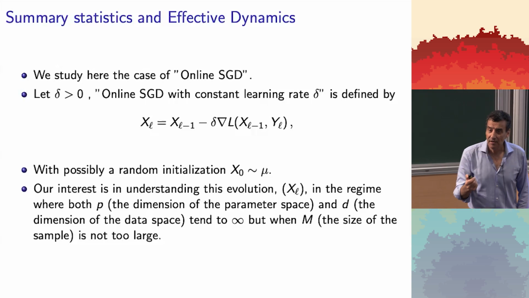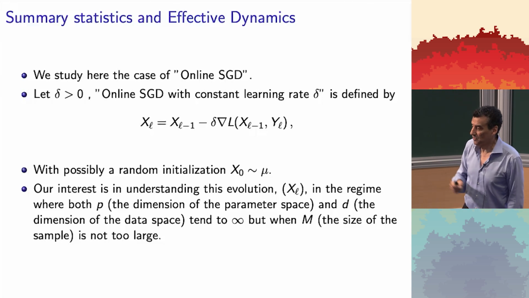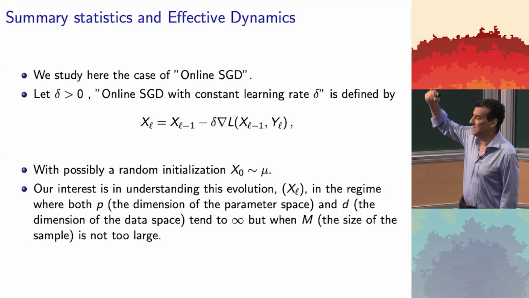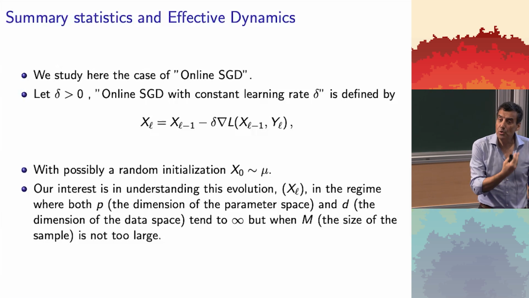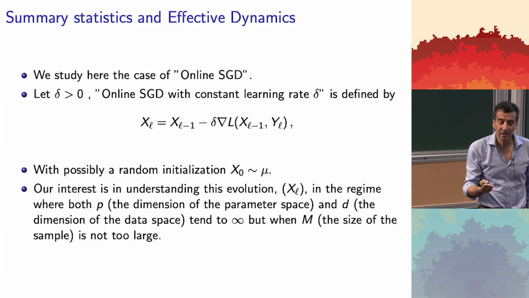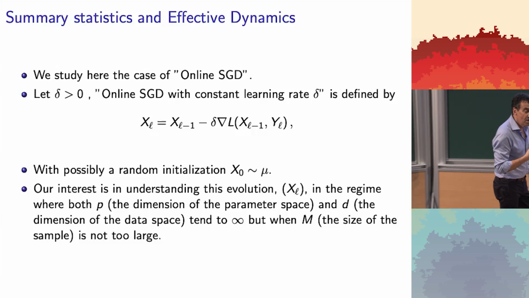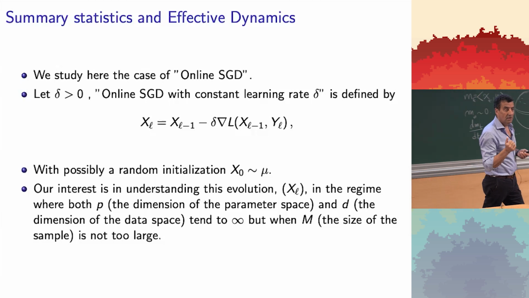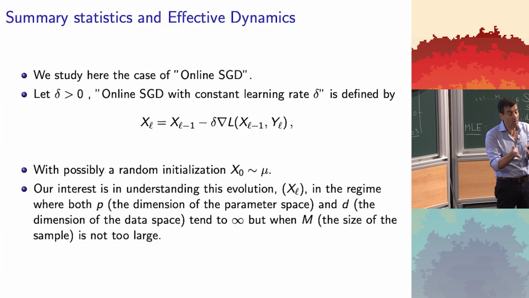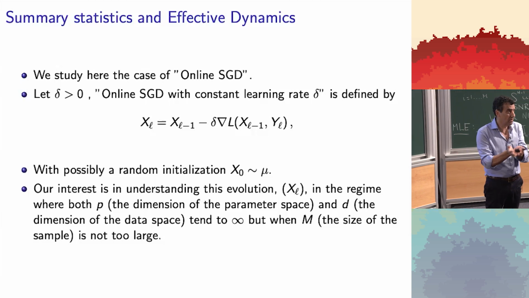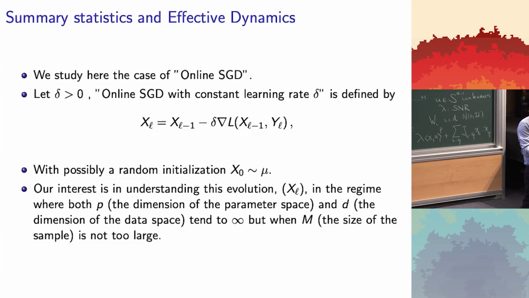If m really tends to infinity as fast as you want, as exponential of d, exponential of p, whatever, then you would be in the classical regime. And in the classical regime, we know that when the dimensions are fixed and m goes to infinity, online SGD converges to a very simple thing, which is the thing you want. This is why SGD was introduced. It converges to the gradient flow of the population loss.